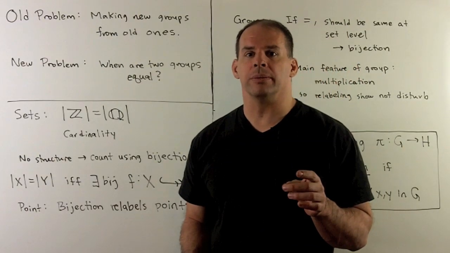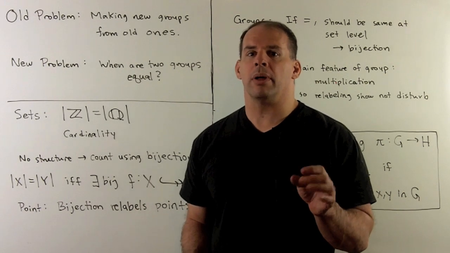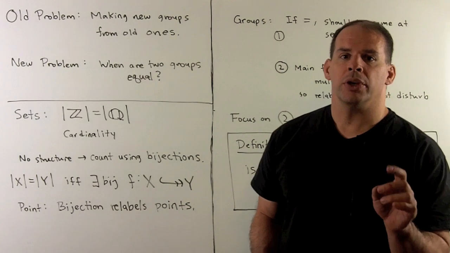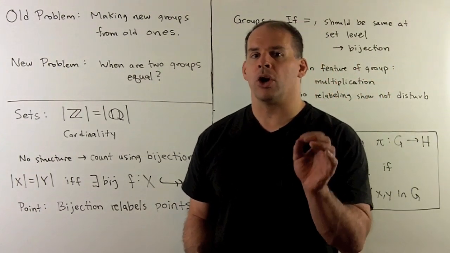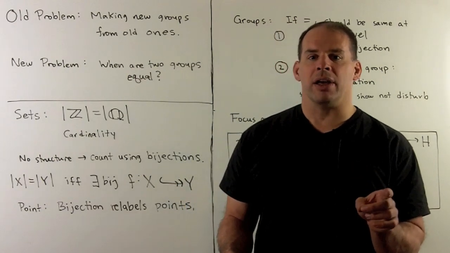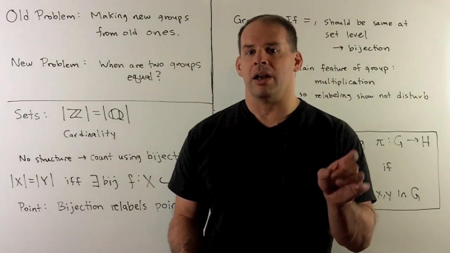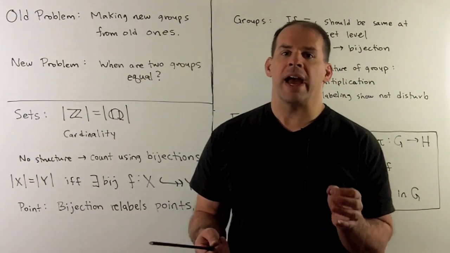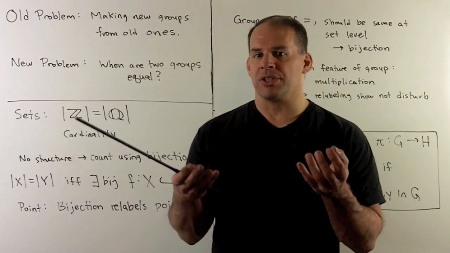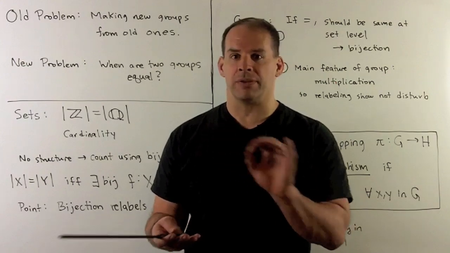Time for a new direction. We move from our old problem of how do we make new groups from old ones to the new question, when are two groups equal? So now that we have enough theory and enough examples, it's worth asking, when we're given two groups, how do we know that these two groups aren't the same, perhaps with different labels?